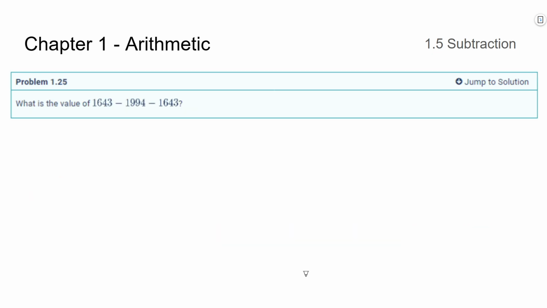All right, so what's the value of all this stuff? And once again, remember that subtraction is not commutative, so we can't change the order of these. So what do we need to do? Go ahead and give it a shot.